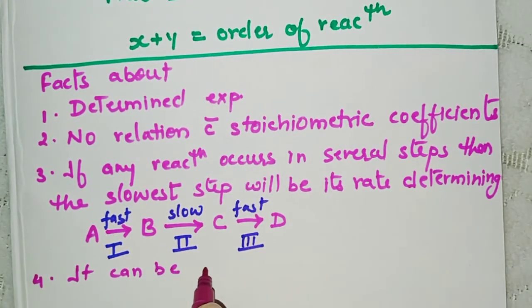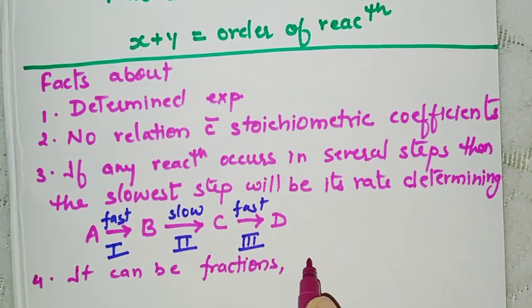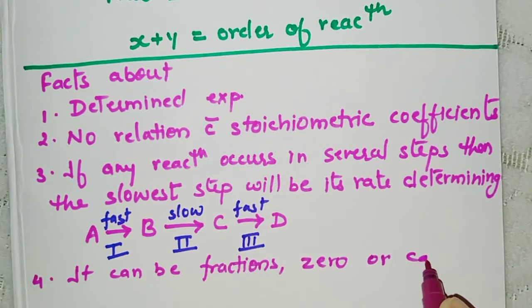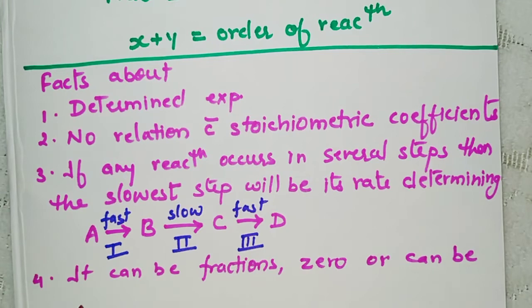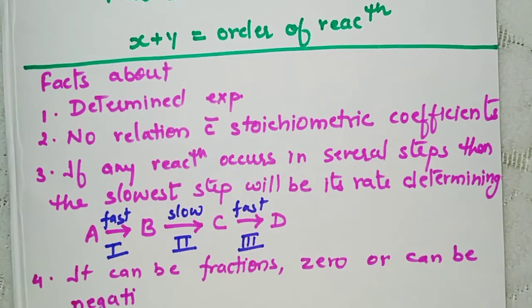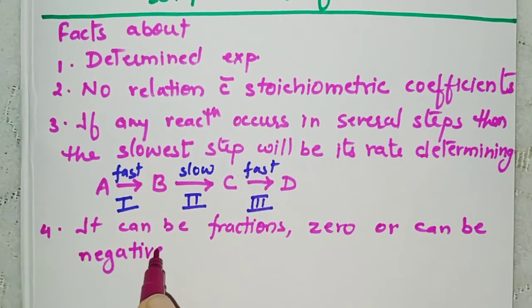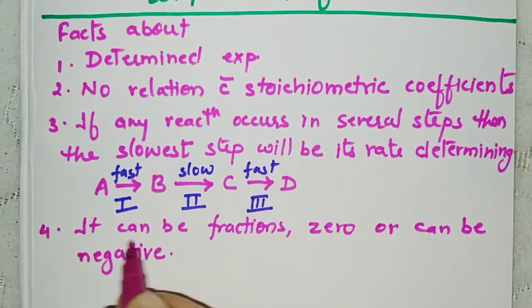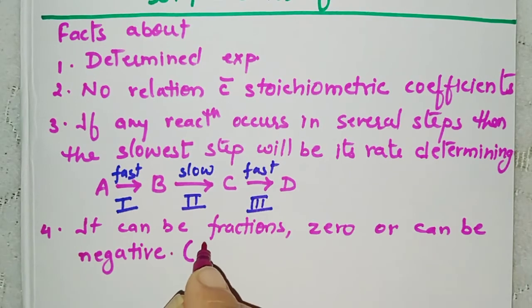It can be a fraction, can be 0, or can be negative, and negative is only for inhibitors.